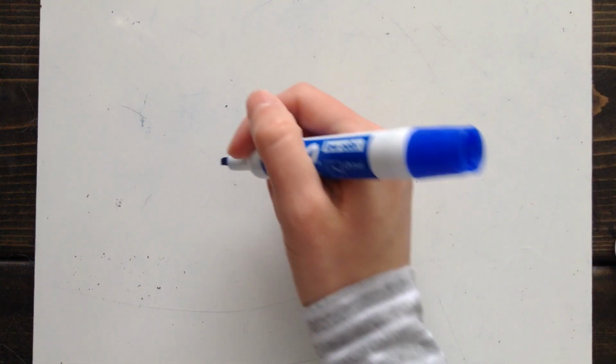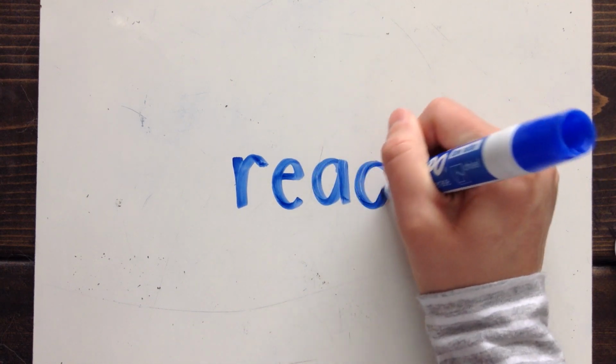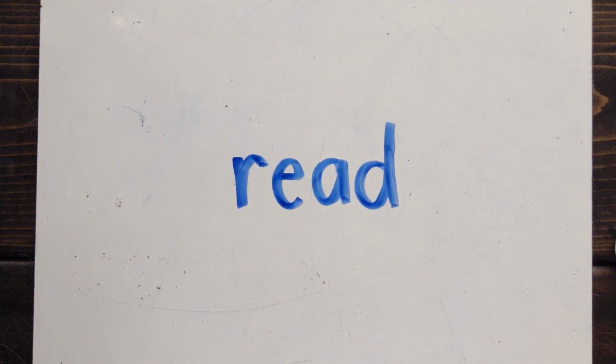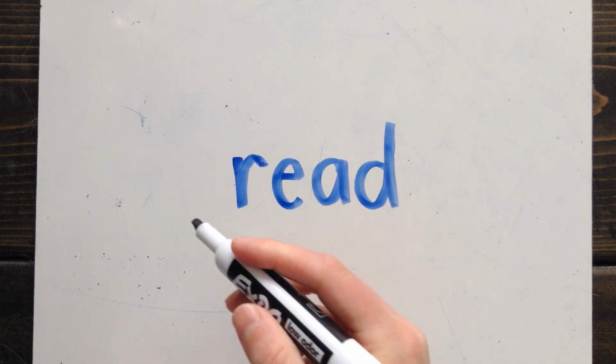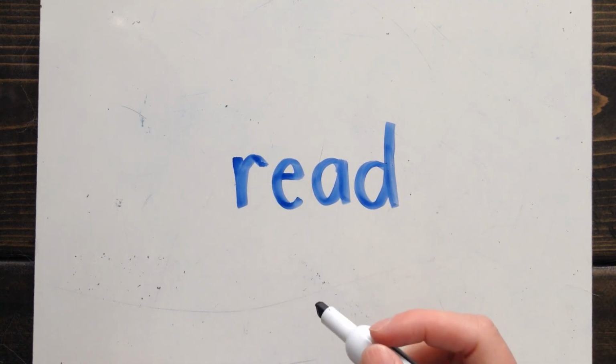Here's an example. This is the word read. Read is a root word. That means it has most of its meaning within itself. We can change this root word so that the meaning is just slightly different. We can add some letters to the beginning, or a prefix, and that will change the meaning just slightly.